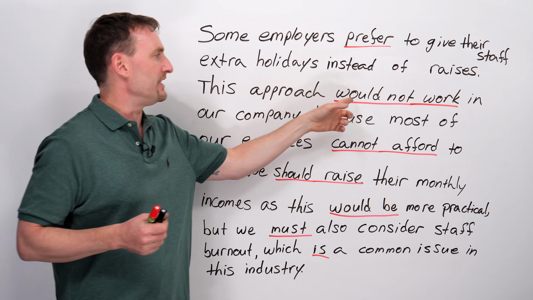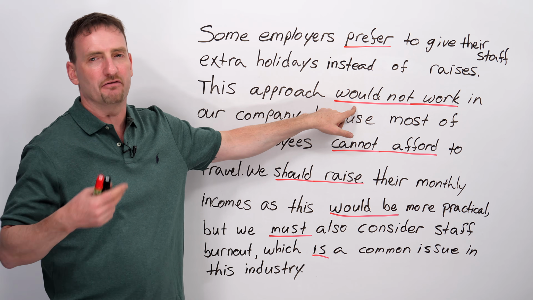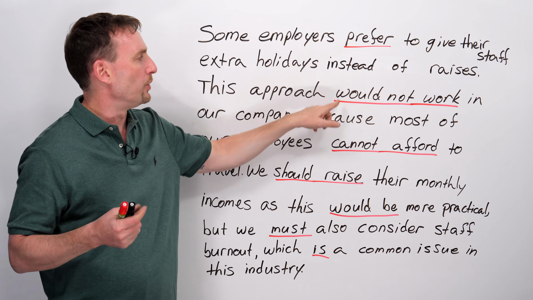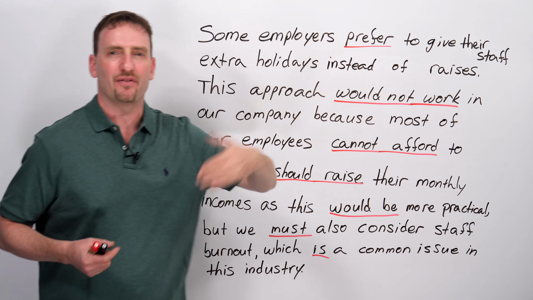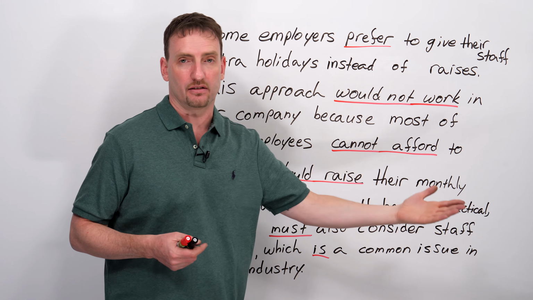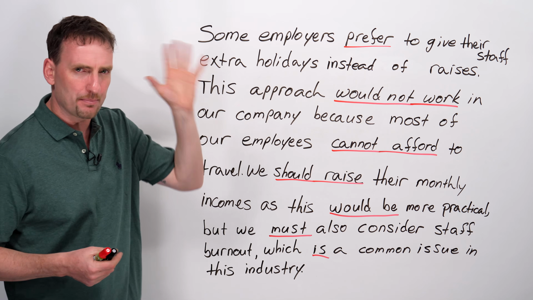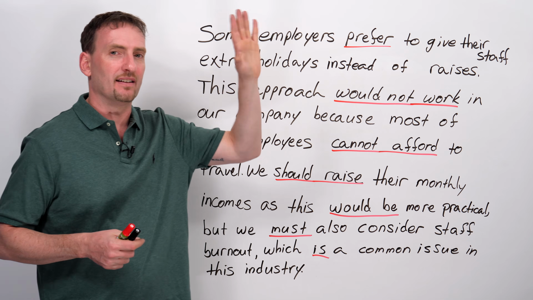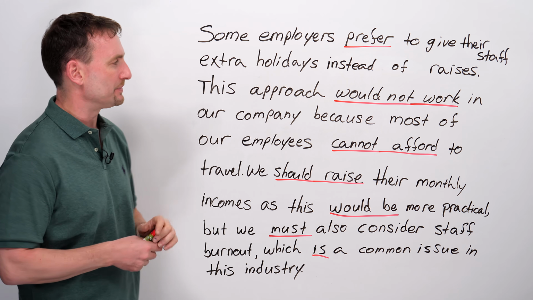Action verb. This approach would not work in our company. Okay? Now, the reason this is an unreal assertion is because would not work, well, I don't know. We haven't actually tried it. It would not work if we tried it, but we haven't. So it's a hypothetical situation. Again, that video between would and will explains that.